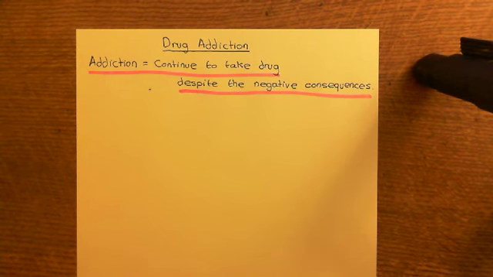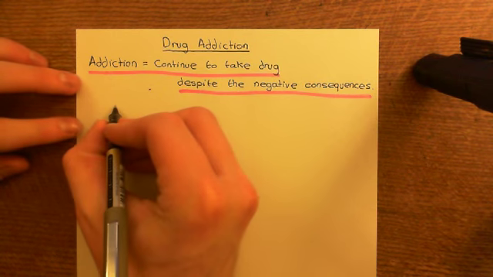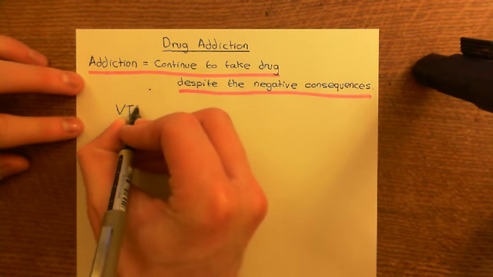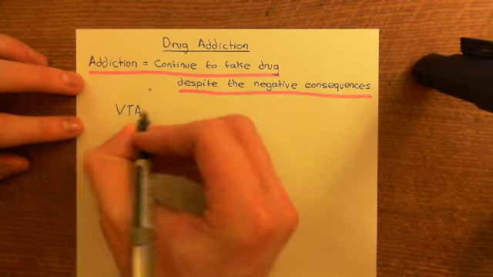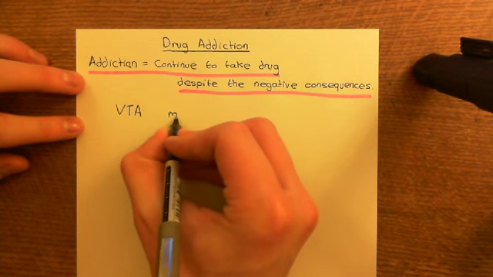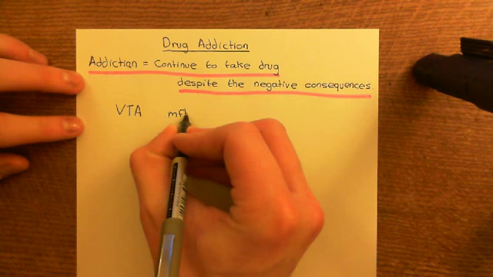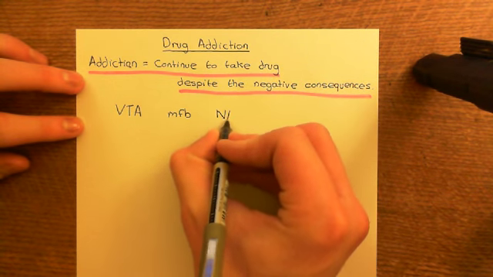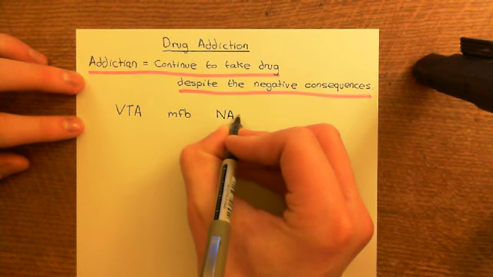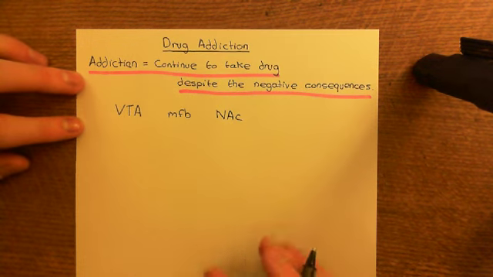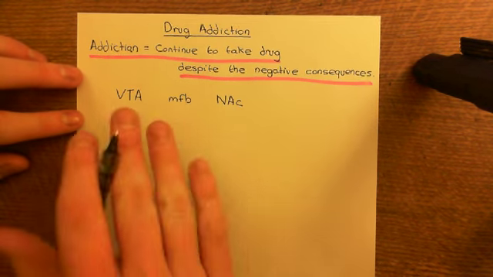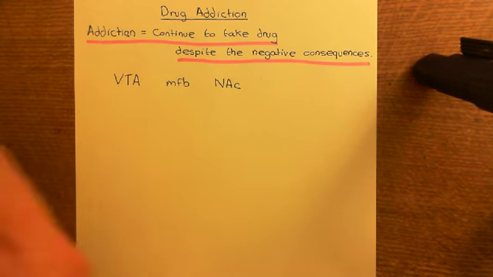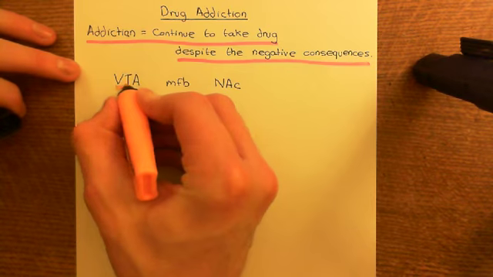The things that we need to know are what the ventral tegmental area is, which is often abbreviated as the VTA. We need to know what the medial forebrain bundle is, which is often abbreviated as the MFB, and we also need to know what the nucleus accumbens is, which is often abbreviated as NAC. We're going to go through each one of these structures, starting with the ventral tegmental area.